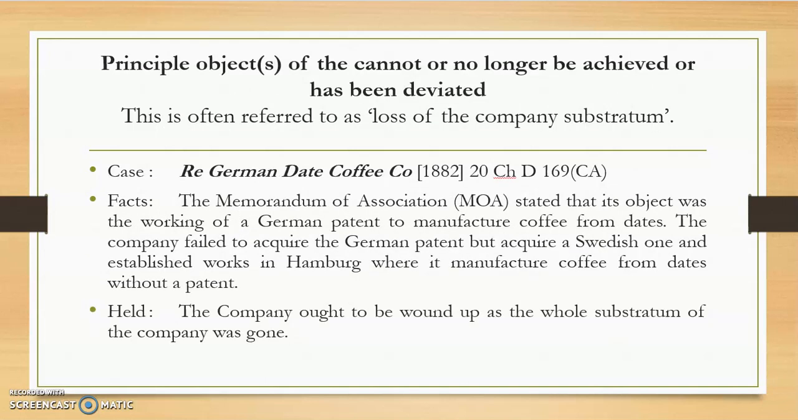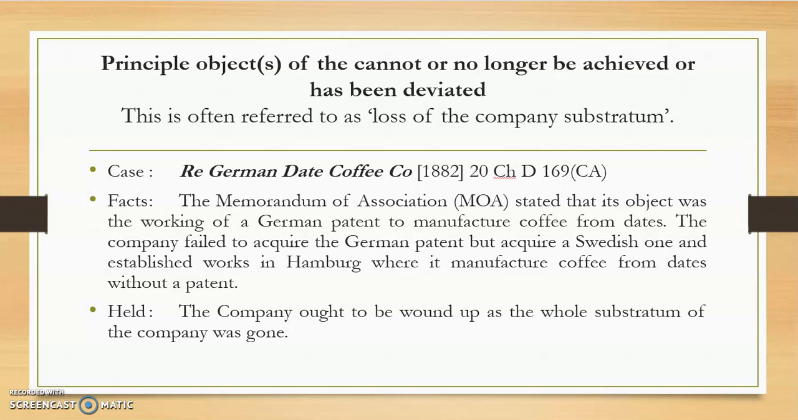Okay. First one is when the principal objects of the company cannot or can no longer be achieved or have been deviated from. When this happens, there is no point in you proceeding with the company, because why? The whole purpose of you incorporating the company was because of some principal objective. So basically those are no longer there. So this particular reason is referred to as the loss of company substratum.